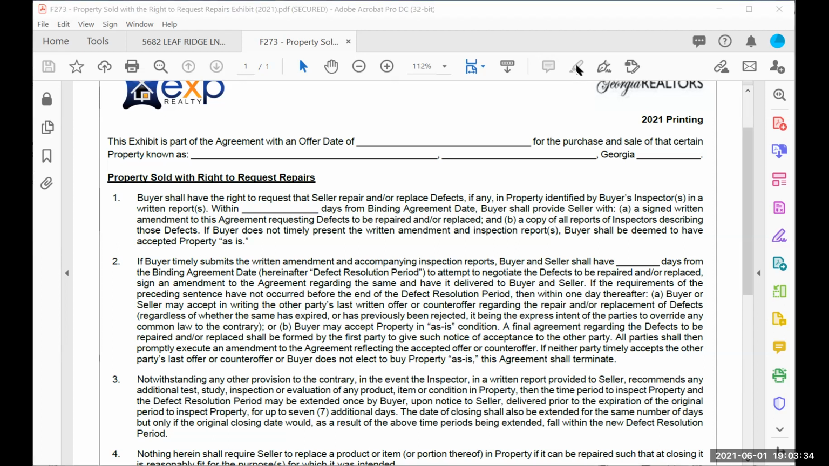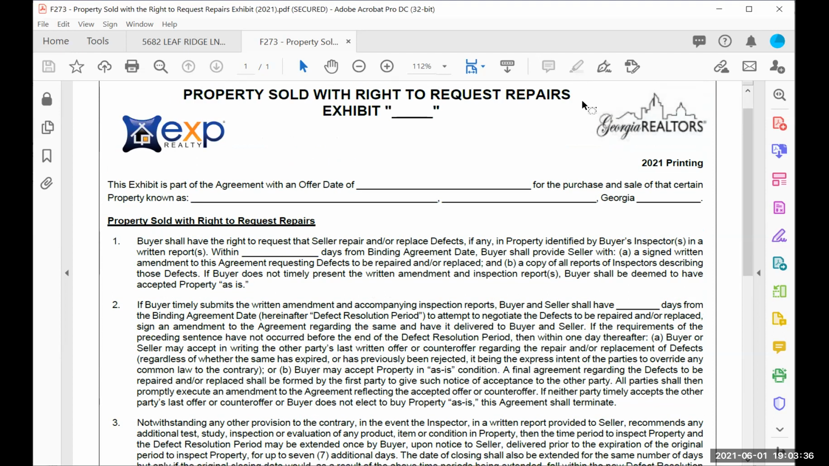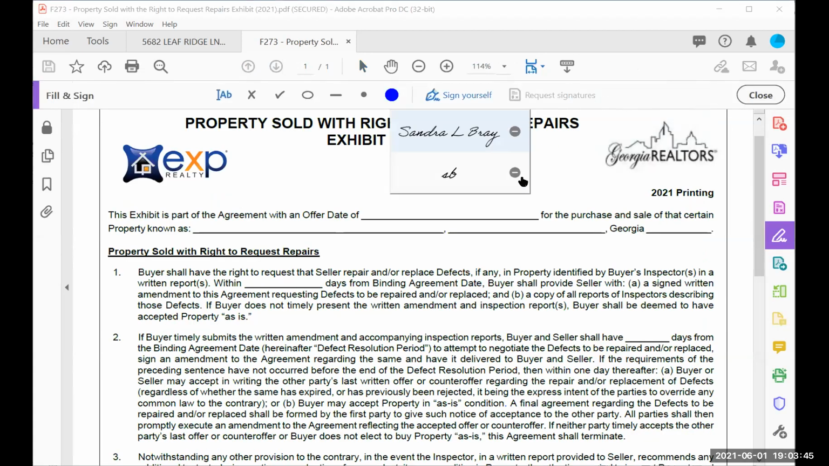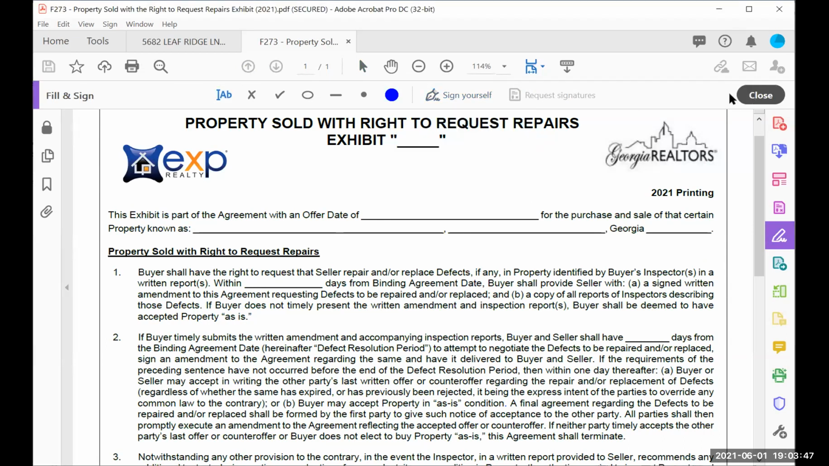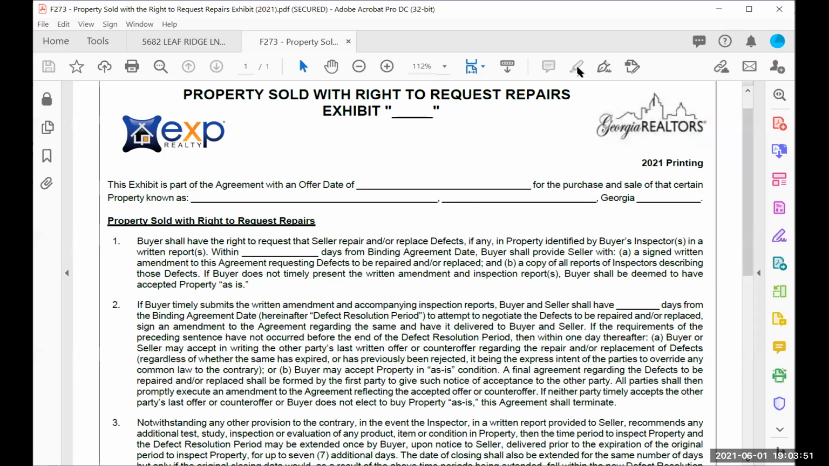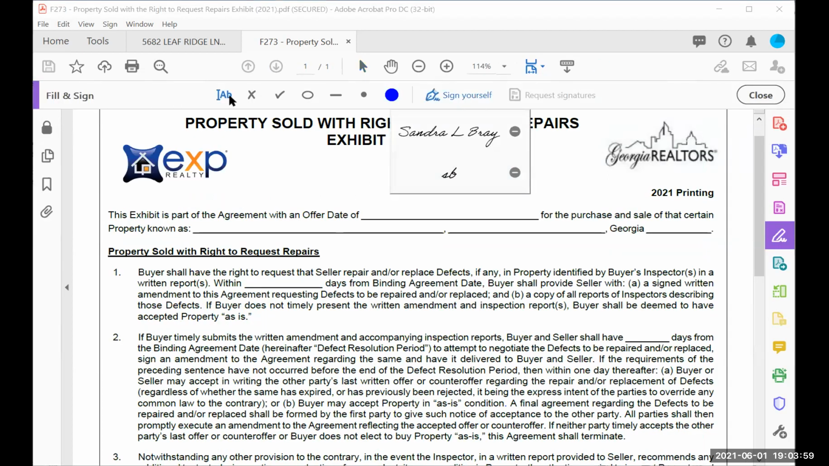Why isn't it letting me do highlighting? Well, that's strange. I mean, I have the paid version.